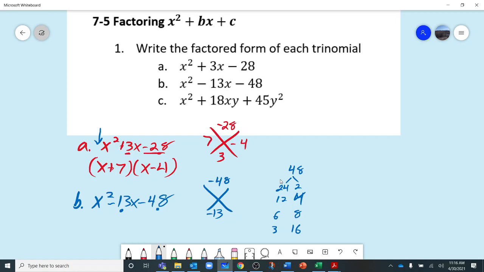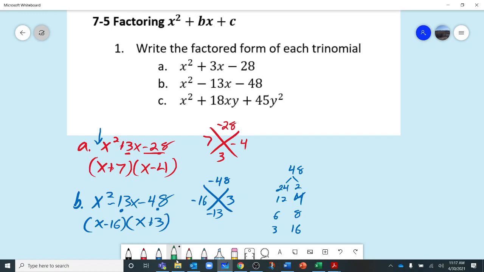That's not going to work. 12 and 4 is 16. No way of really getting 13 from that. 24 and 2. 3 and 16, though, that one we can get negative 13 out of. If we do negative 16 and a positive 3, negative 16 times 3 is negative 48. Negative 16 plus 3 is negative 13. So our final answer for this one is x minus 16 times x plus 3.